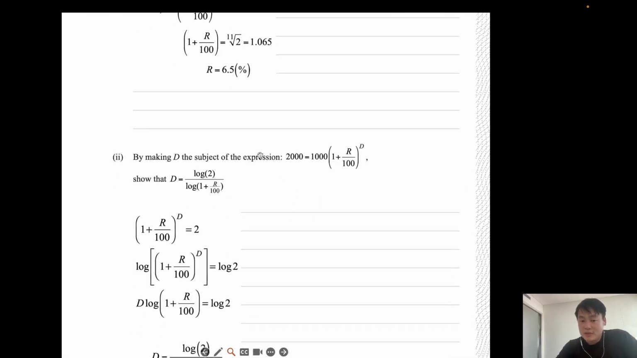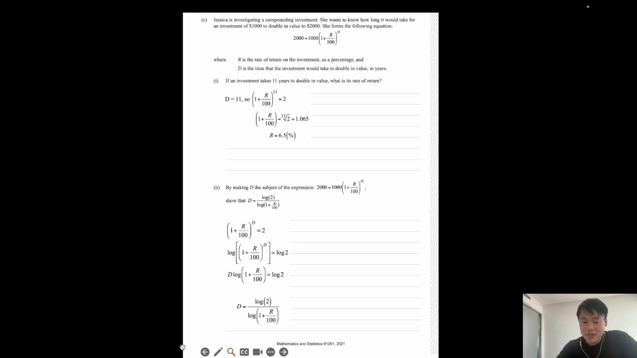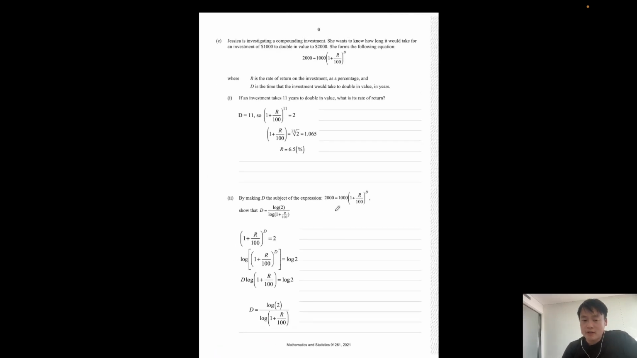Part 11, making d the subject of the expression. Isn't that just rearrange for d? So we go ahead and do that. If this working over here is confusing to you, don't worry. You at least understand how this divided by 1,000 is the first step, agreed, and that's where you get the power of d is equal to 2, just like that.